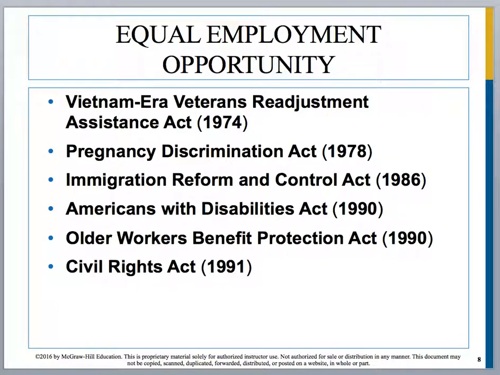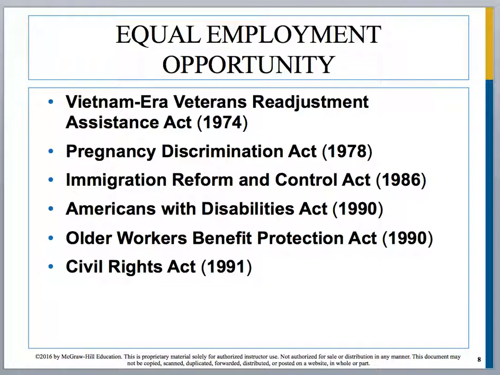The Vietnam-era Veterans Readjustment Act of '74 prohibits federal government contractors and any of their subcontractors that have federal government contracts of $10,000 or more from discriminating in hiring and promoting Vietnam-era and disabled veterans. It requires that if an employer has 50 or more employees and contracts that exceed $50,000, they have to have a written affirmative action program with regard to the people protected by this act.